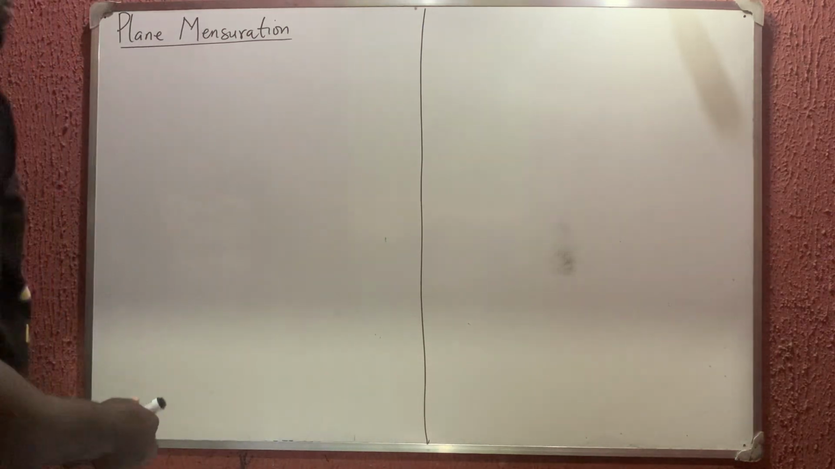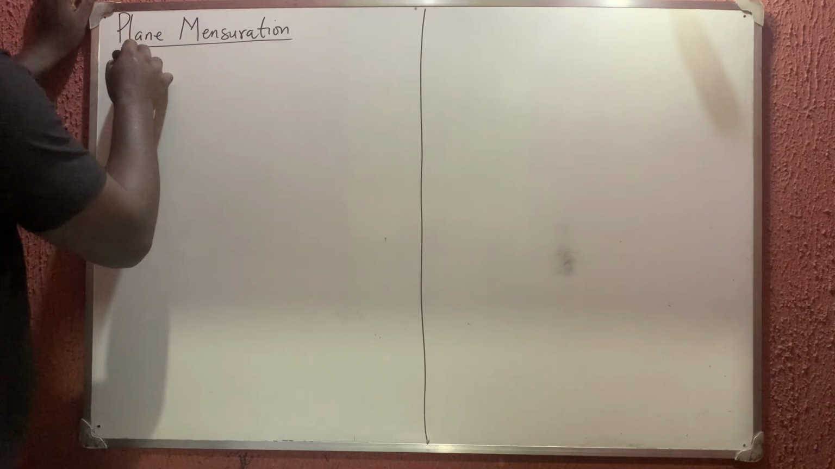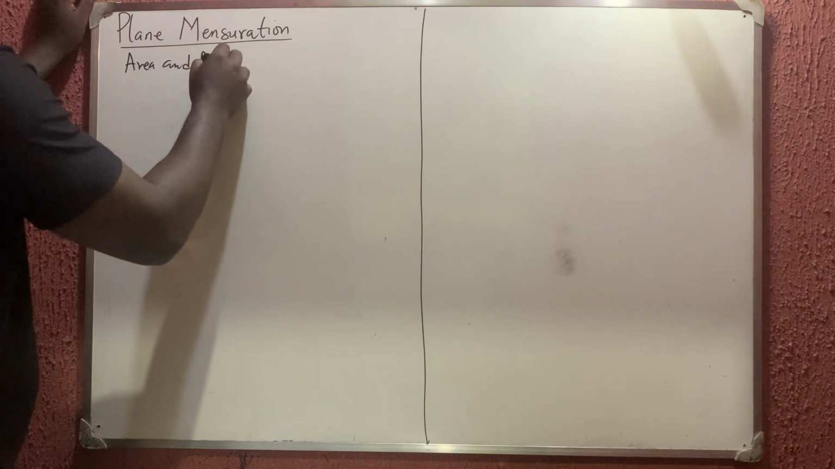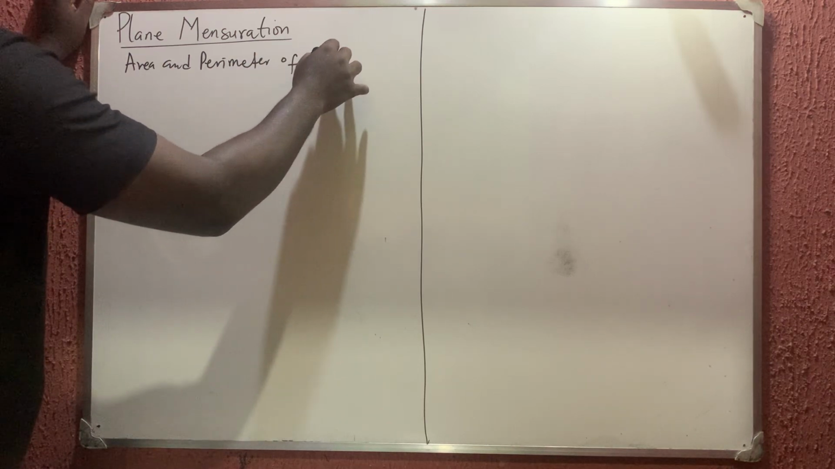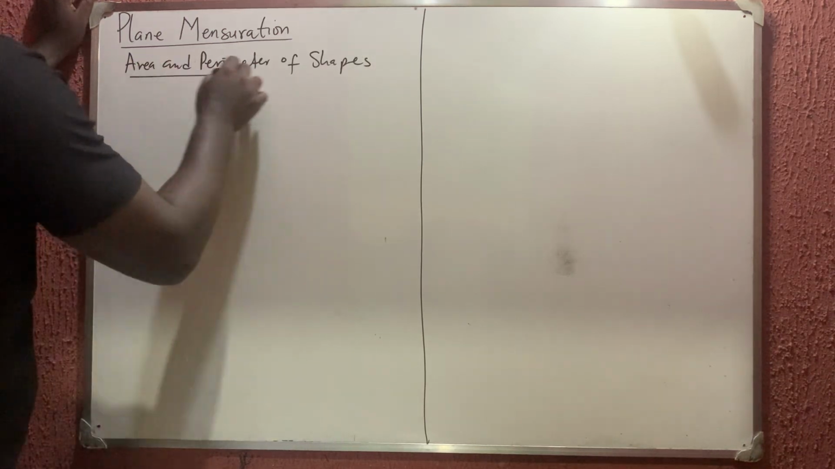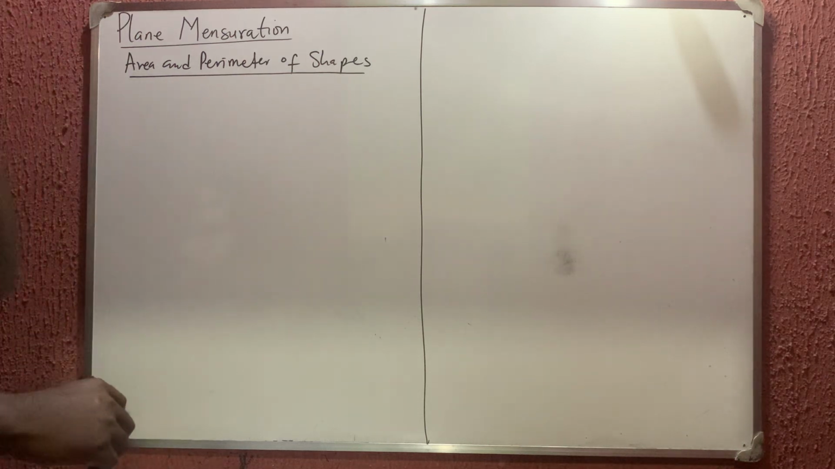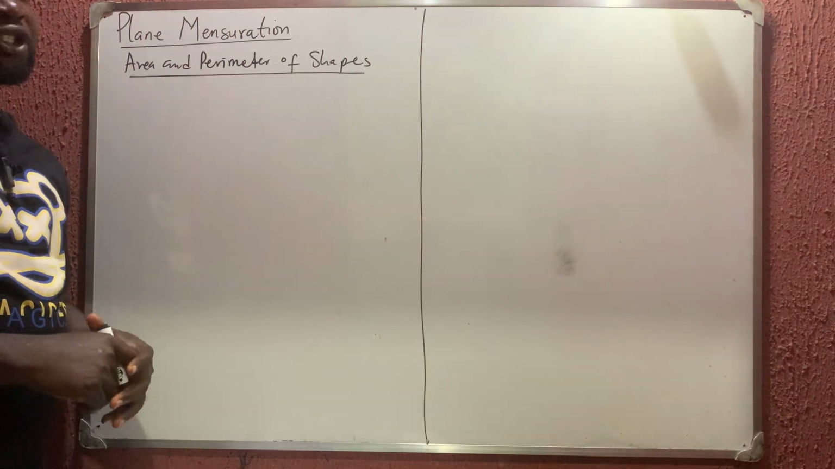Let us talk about area and perimeter of shapes. Now, most of the time students confuse the difference between the area and the perimeter of a shape.